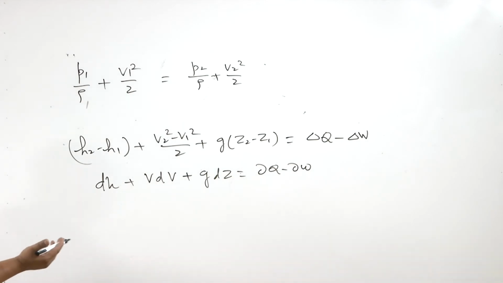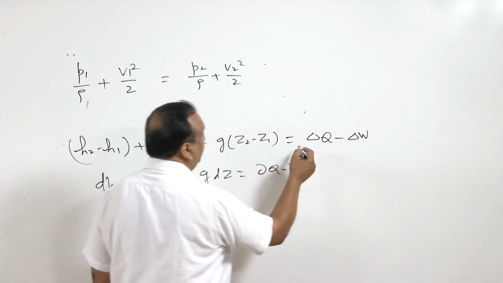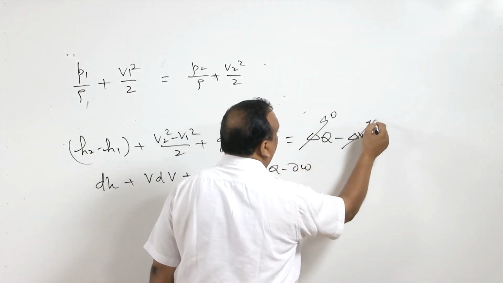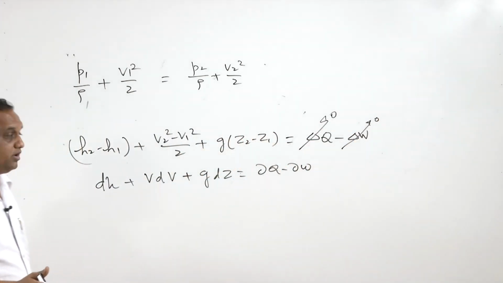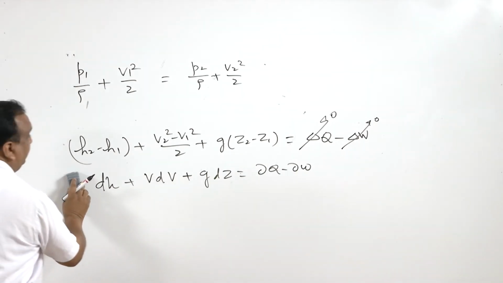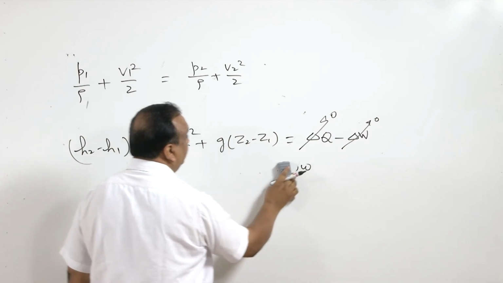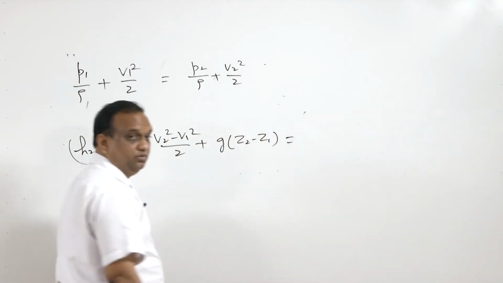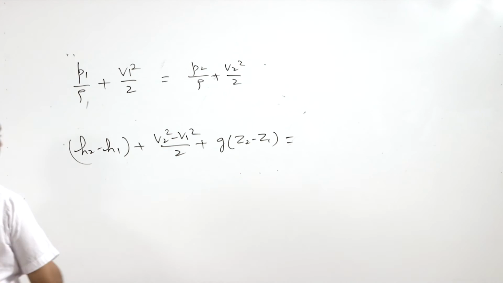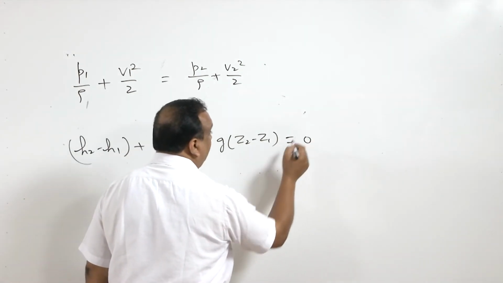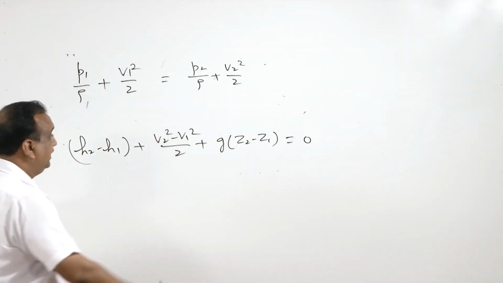Now, in fluid flow, there is no heat transfer, right? So, heat transfer is 0, work is also 0, there is no movement of the boundary of the system. Now, we have H2 minus H1 plus (V2 square minus V1 square) by 2 plus g (Z2 minus Z1) is equal to 0. If it is horizontally installed, then this is also 0.